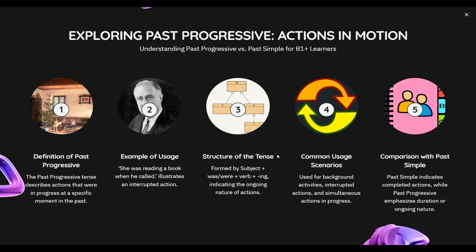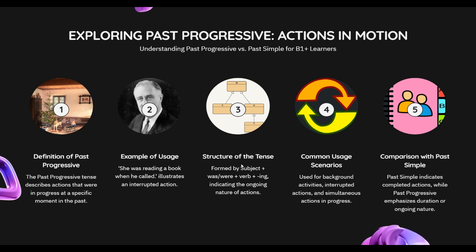For the structure of the past continuous or the past progressive, we have the subject first, and then was or were plus the verb in the ing form. And as we said, and we're going to repeat again, it always indicates the ongoing nature of actions, meaning a sequence of actions that keep happening at the same time in the past.